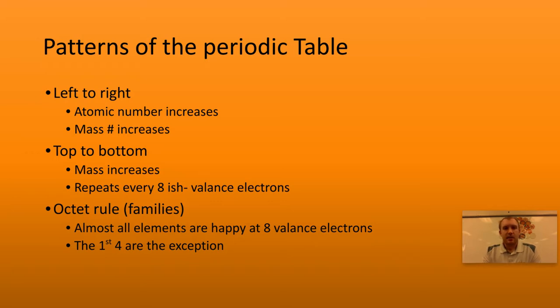Some patterns of the periodic table. So this is where I'm going to turn to the periodic table in just a little bit. So from left to right, atomic number increases and mass number increases. From top to bottom, the mass increases, and it repeats every 8-ish. It's a little bit more confusing after the third row because of the transition metals. But 8-ish electrons. And this is because of the valence electrons, specifically because of the octet rule. The octet rule says that almost all elements are happy with 8 valence electrons, and that the only exceptions really are helium. Helium is happy at 2.